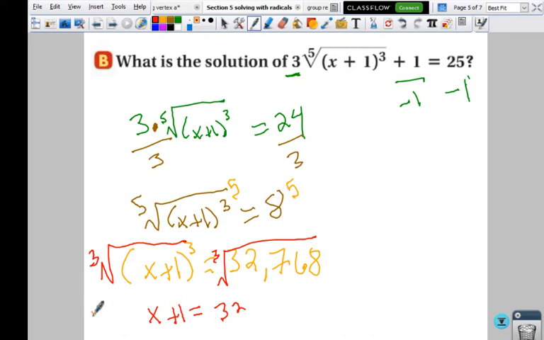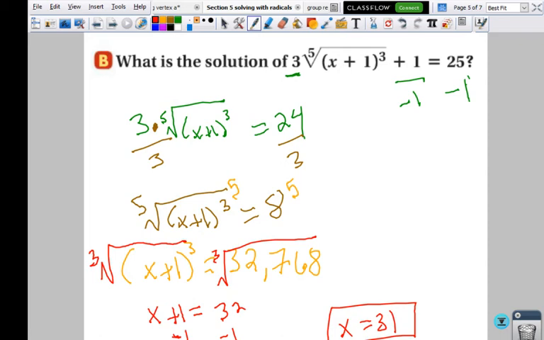Which means, what's my last step? I don't know. Oh, minus 1. It's like the easiest to find all day. Minus 1. We get x equals 31 for our final answer.